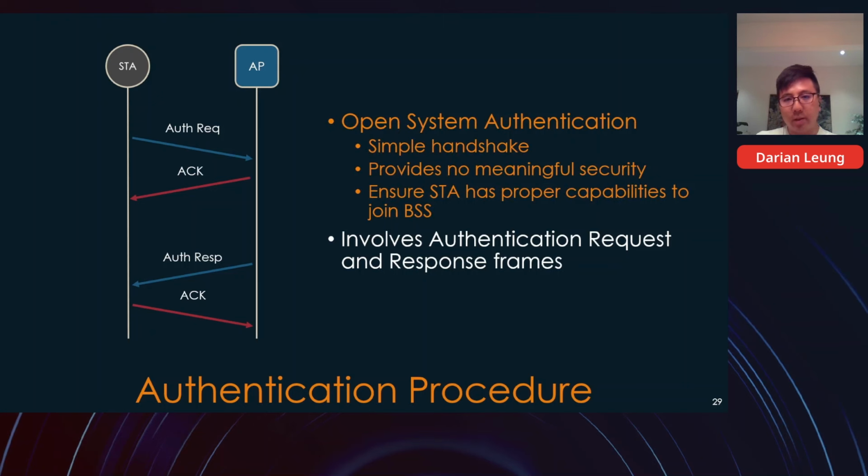The most basic authentication procedure is known as open system authentication. Basically, it's just a simple handshake between the station and the AP. Note that this authentication provides no meaningful security, and it simply ensures that the station and the AP have compatible capabilities. The authentication procedure involves the station sending an authentication request frame, which is then acknowledged by the AP. The AP then sends an authentication response frame, which is then acknowledged by the station.